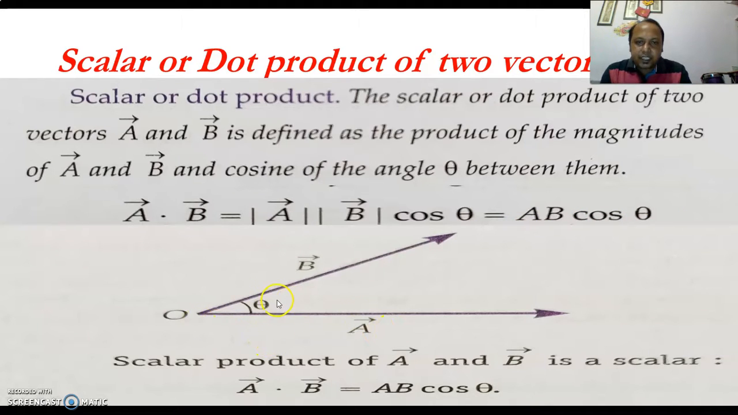2 vectors, vector A and vector B, are given, and you can see the angle between them is theta. So vector A dot vector B is given by AB cos theta, where A is the magnitude of vector A, B is the magnitude of vector B, and theta is the angle between vector A and vector B. So this whole quantity AB cos theta is a scalar quantity. So we write vector A dot vector B is equal to AB cos theta. I hope this is very clear to you.